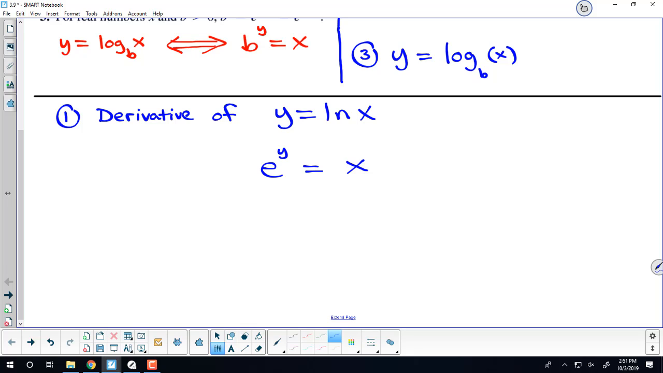So instead of wondering what the derivative of y equals the natural log of x is, the same statement is e to the y is equal to x, and we'll take the derivative of that statement, because I know how to take the derivative of e to a power. But this is implicit.